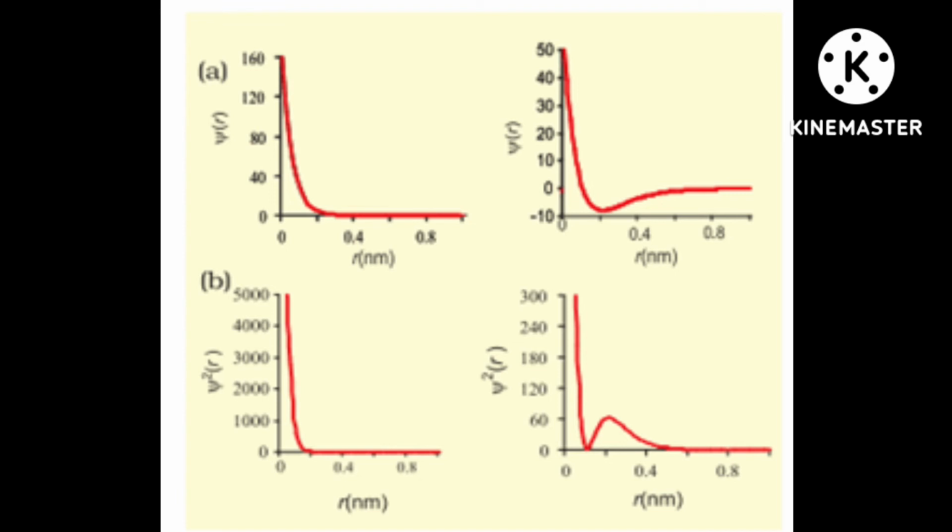Orbit number 3 means 3 sub-orbits will be there, which are s, p, d. Then in s only 1 orbital, in p 3 orbitals, and in d 5 orbitals. Then 1 plus 3 plus 5, total 9 orbitals.